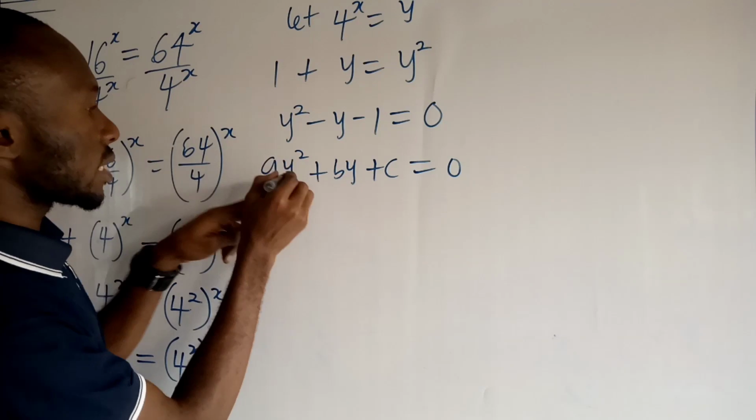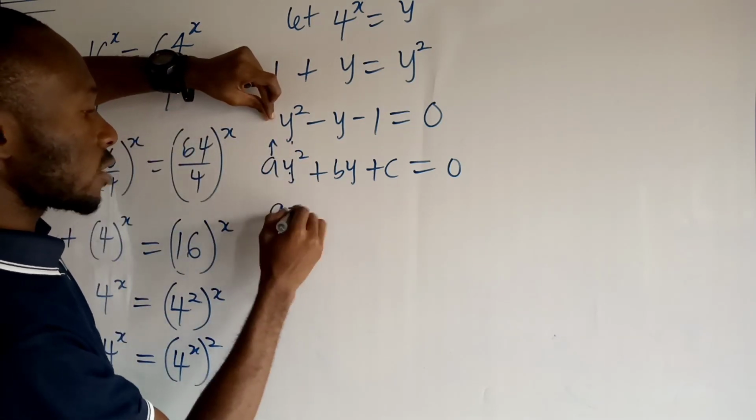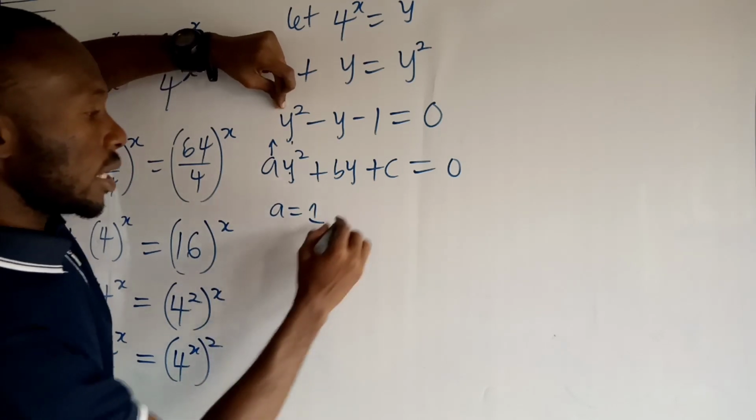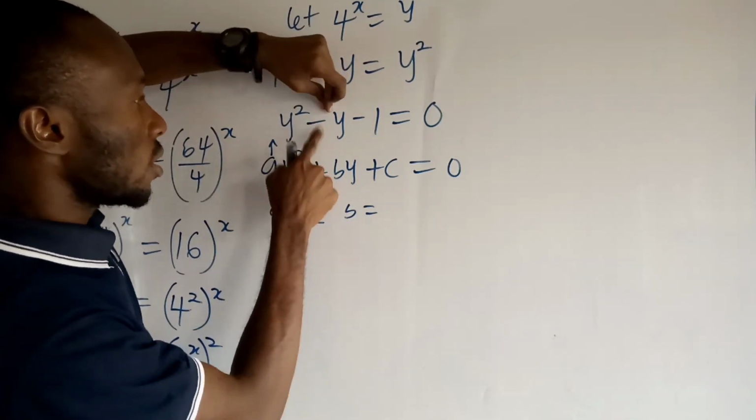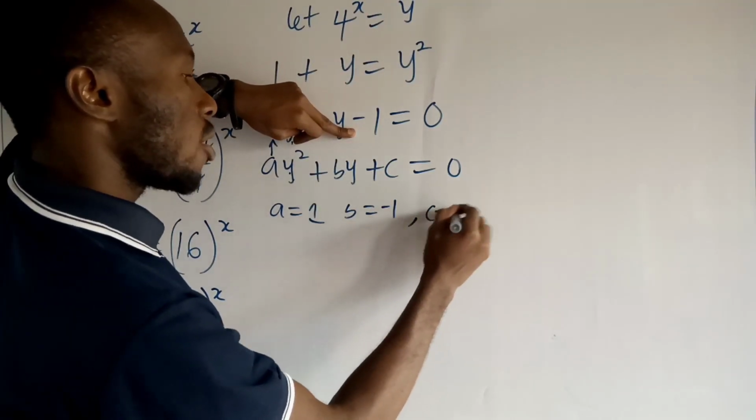So at this point, this and this are the same. So the value of a is this here. So a is equal to 1, that's the coefficient of y squared. And b is equal to minus 1, and c is equal to minus 1.